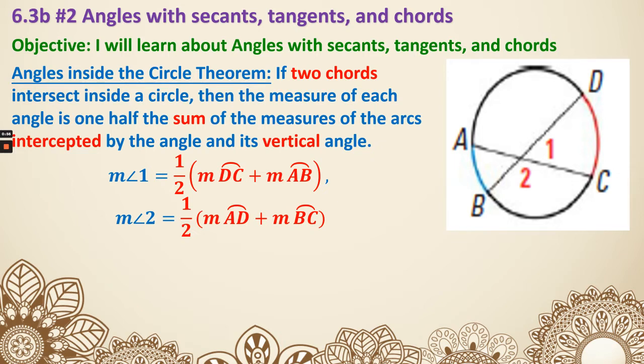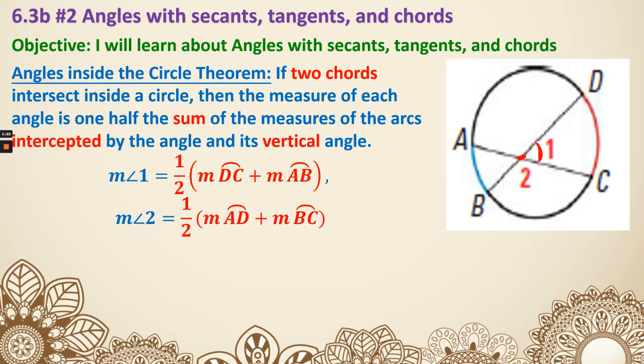If two chords intersect inside a circle, which means you have this intersection point inside the circle, then the measure of each angle is 1/2 the sum of the measures of the arc intercepted by the angle and its vertical angle. Ooh, that is a long sentence. So let's take it apart and see what it means. Then the measure of each angle. Let's look at angle 1 first.